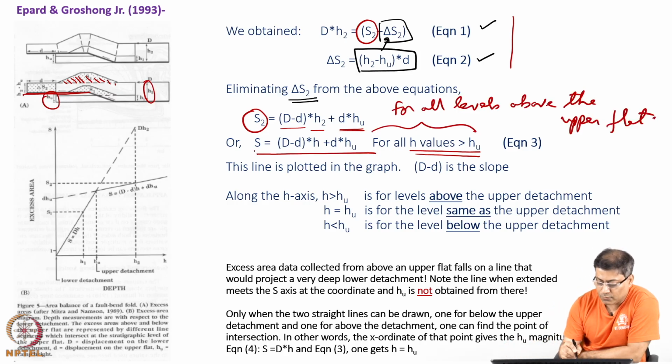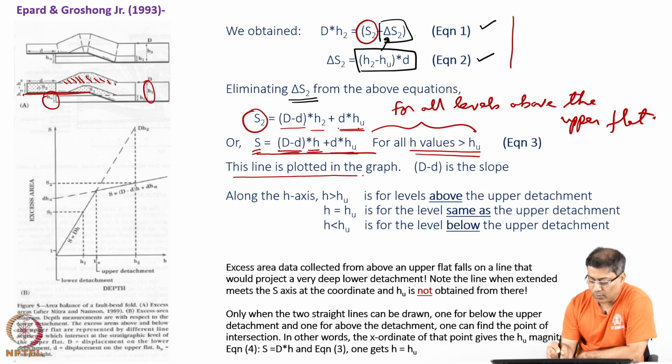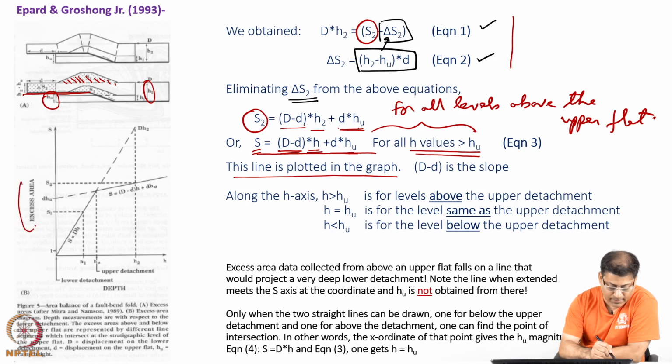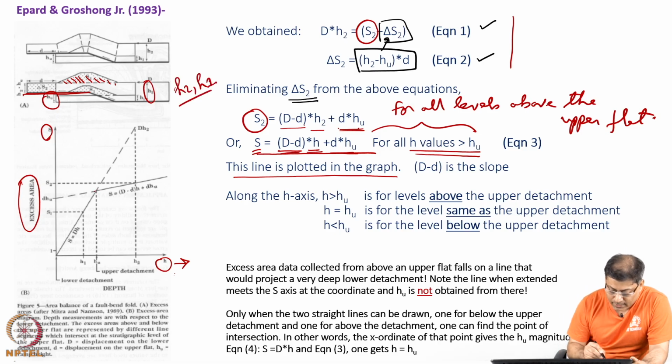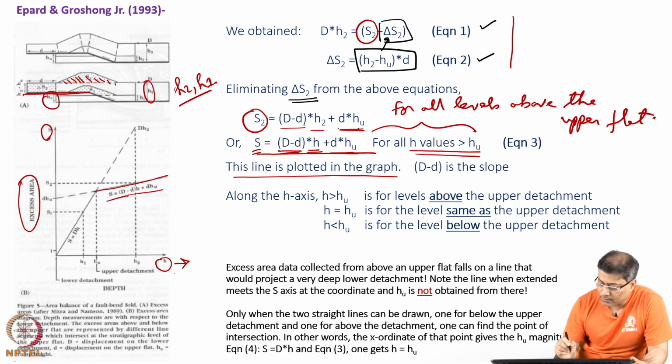What I did: from S2 I wrote S, and (capital D minus small d) is written as it is, multiplied by H2. Here I just wrote a general form multiplied by H, and d multiplied by Hu. This line can be plotted on the excess area graph. This is the excess area plotted along the y axis S, and H is plotted along this axis. H has various level-wise terms such as H2 and H1 here, and this is the line S is equal to (D minus d) multiplied by H plus dHu. This is our equation 3.